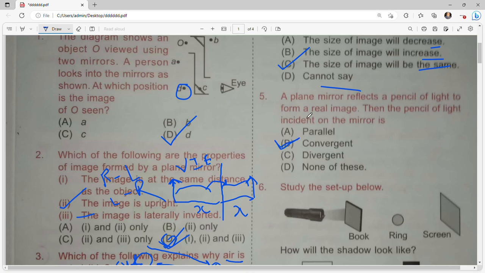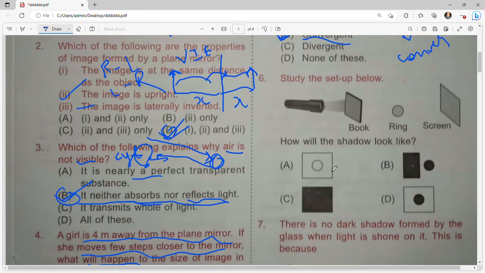As we know that the real image is formed by a concave mirror. Concave mirror forms the real image, and we also know that the concave mirror is also known as the convergent mirror because it converges the light at one point. Plane mirror converges the light at one point, that's why it is known as the convergent mirror. That's why correct answer for your question number 5th is option number B.